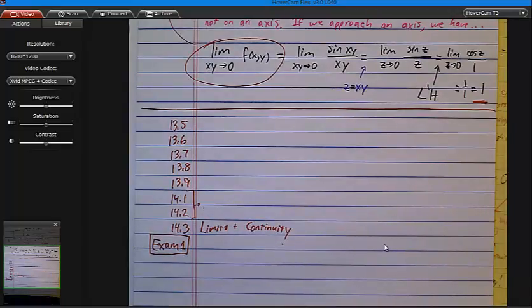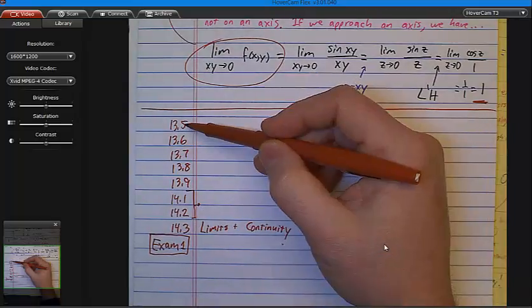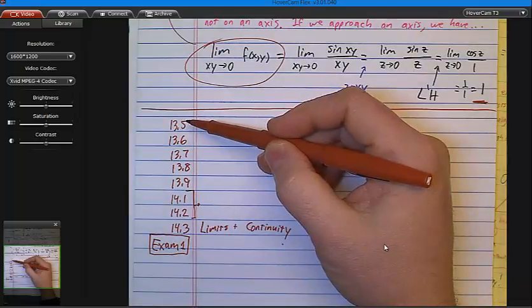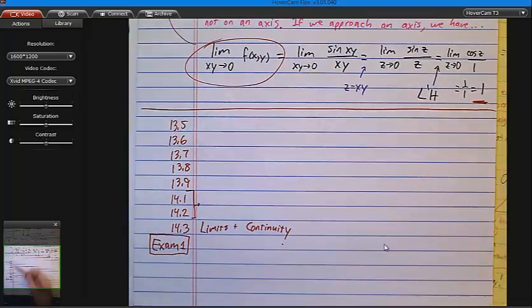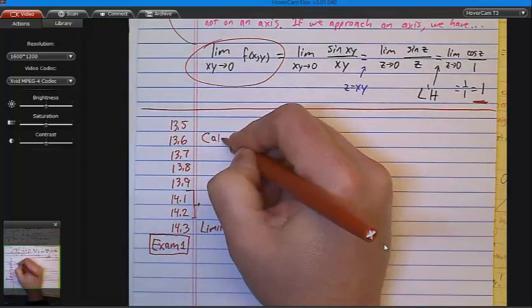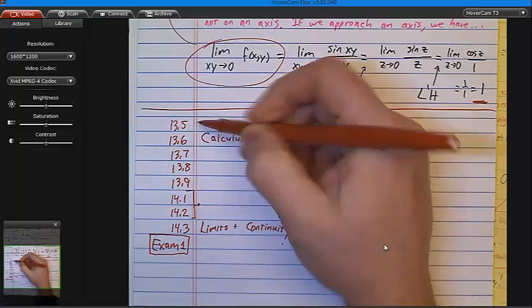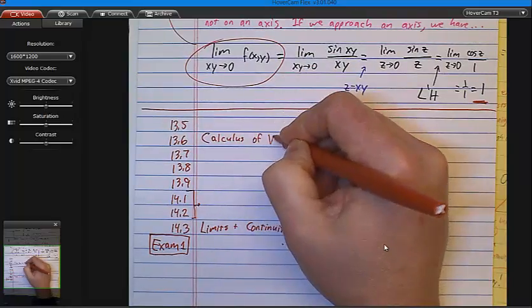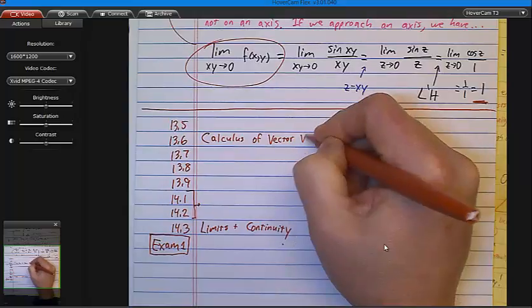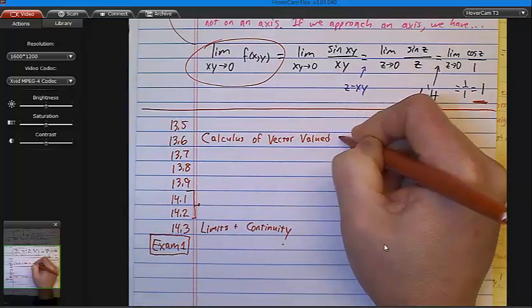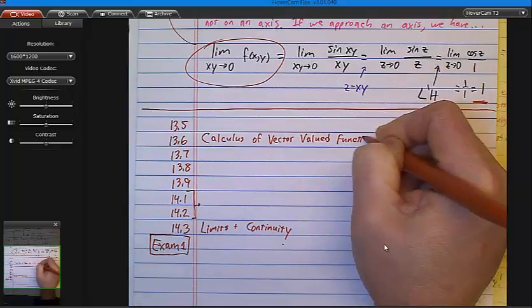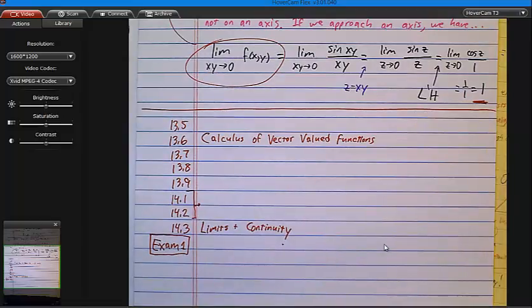Same thing when I looked at the other sections. You know, 13.5 was on lines and planes and surfaces, but then when you got to 13.6, that's when we're now doing calculus. So here we have vector valued functions, but this is the calculus of vector valued functions. So that will be tested.